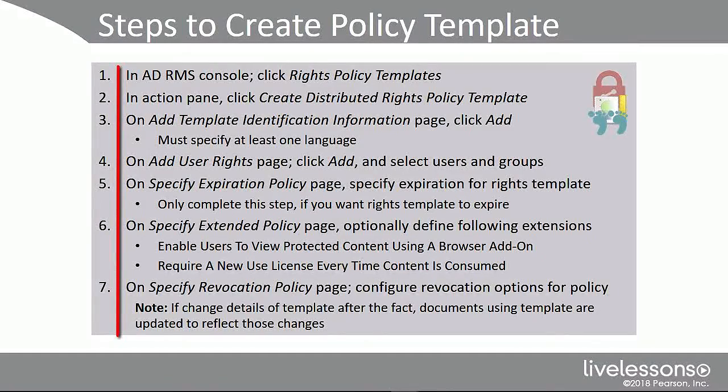We're going to click on the rights policy templates, and inside the policy templates we have distributed templates and archive templates. We're going to go to the distributed rights policy templates and we're going to create a new one. We're going to add a native language. We're then going to specify who this policy is going to be applied to. I can say anyone, or I can use the email address of users or groups. And optionally, we can specify an expiration policy on the expiration policy page, optionally specify an extended policy on the extended policy page, and then optionally we can specify a revocation policy. So the last 3 steps, 5, 6, and 7, are completely optional.